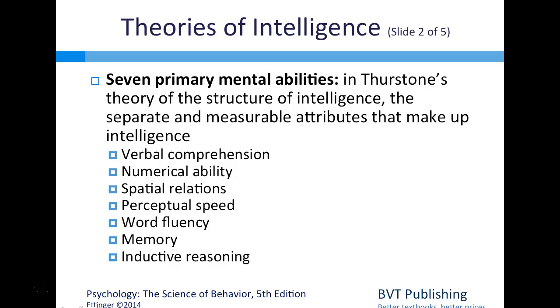So Thurstone was one of Spearman's strongest critics, and he used factor analysis on the scores of a large number of subjects on over 50 different ability tests, but he found no evidence for general intelligence ability as Spearman had proposed. Instead, he declared that human intelligence is a composite of 7 primary mental abilities, and these are verbal comprehension, numerical ability, spatial relations, perceptual speed, word fluency, memory, and inductive reasoning. So Thurstone, think of the 7, okay?